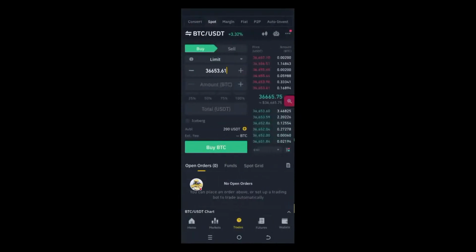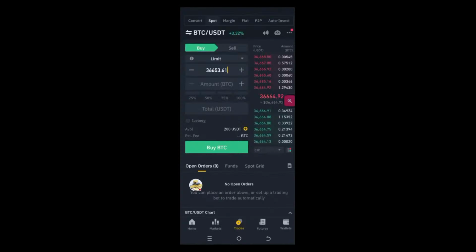So let me go back into this. This is the spot trading section, right? The reason why I tend to use the spot trading section more than the convert is because most of the pairs are in the spot trading section, okay? So most times when you go to convert, you may not see these pairs, or you may not see these pairs appear the way they appear in spot trading.